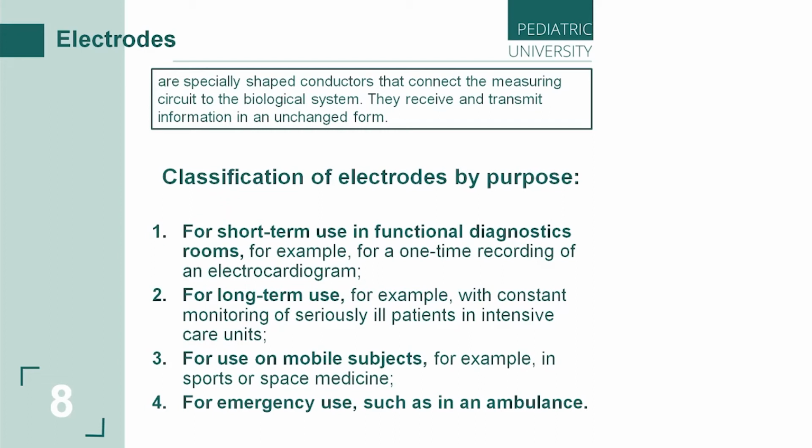mobile electrode, which we can use when a patient or sportsman is, for example, training, or running, jumping, and in other cases, for better understanding of the problem. So the last classification is electrodes for emergency use, such as in an ambulance.